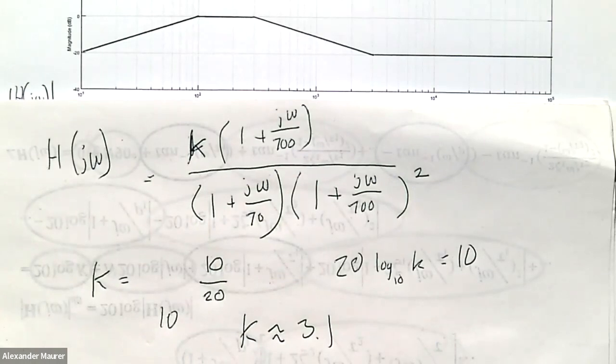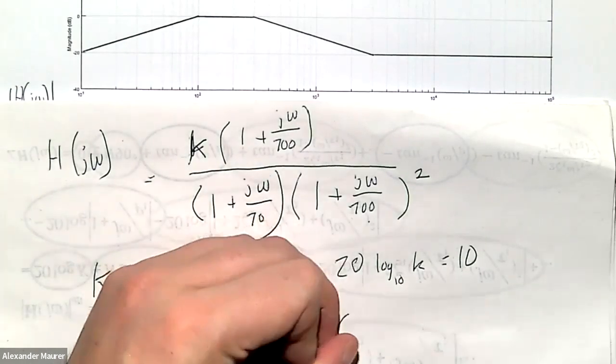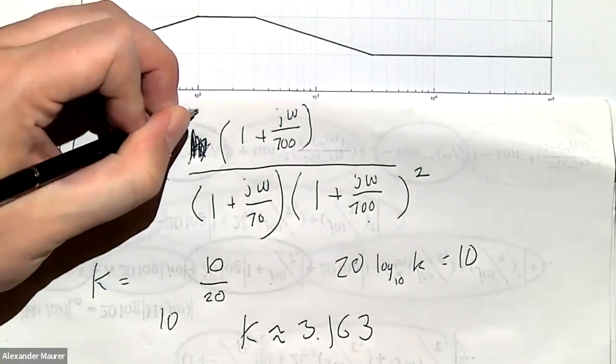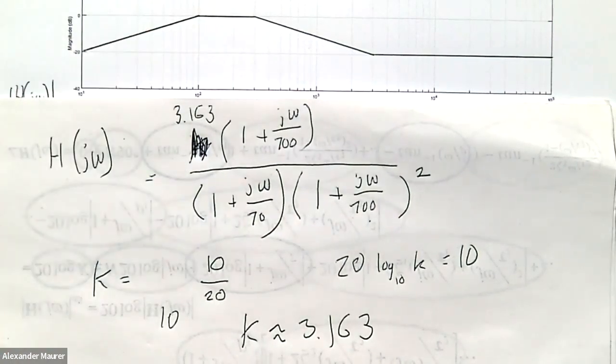That's as far as I remember radical 10. Let me open it up real quick and get a better approximation. So radical 10 is 3.163. It is a little bit better. And so in the full expression, this would be like 3.163 or just radical 10.